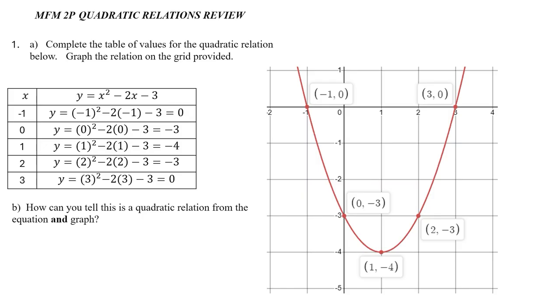graph? Well, we can tell from the equation because we have an x squared value right here. And we can certainly tell from the graph because we've got that classic parabola look. So we can say equation has x squared and a graph is a parabola.